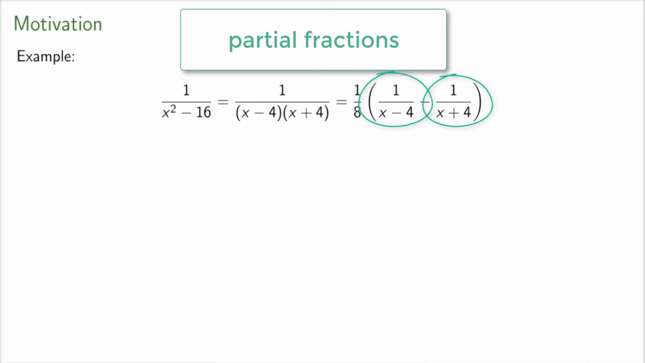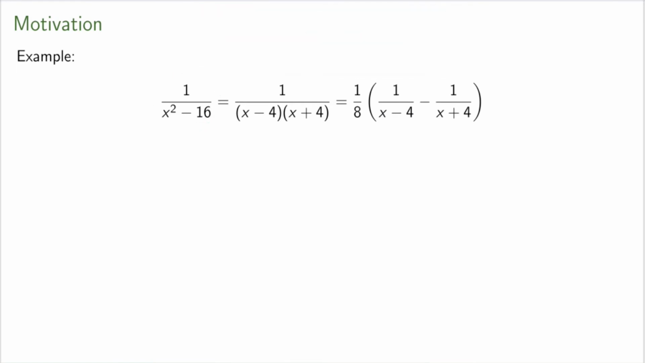And so these two terms, 1 over x minus 4 and 1 over x plus 4, are considered to be easier to integrate than the previous 1 over x squared minus 16. Let me convince you that this equation is correct. So let's just do a quick common denominator thing. We keep the 1/8, we do the common denominator. So we get x plus 4 and then minus x minus 4, and the common denominator is x minus 4 times x plus 4.